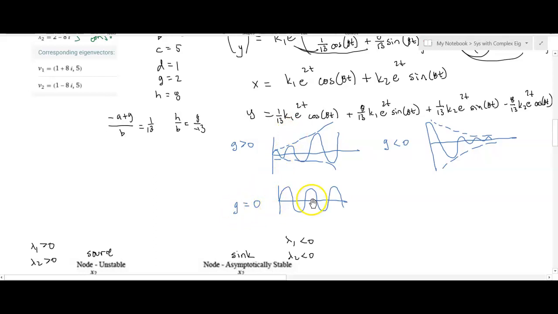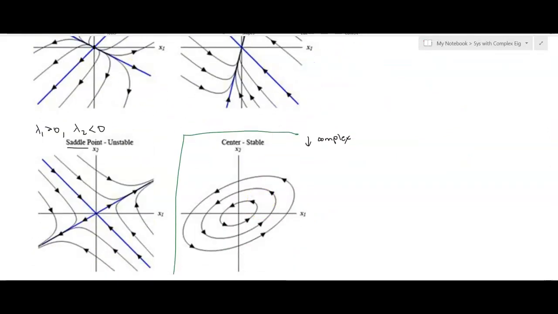Now if g is 0, both x and y are just oscillating. They are never getting closer to the origin, they are just oscillating around the origin, the point 0, 0, and so we get what's called a center. And this is where, when you have complex eigenvalues, we said lambda equals g plus or minus hi. So this is when, right here, g is equal to 0. Now think about what that means. This just means no exponential amplitude.